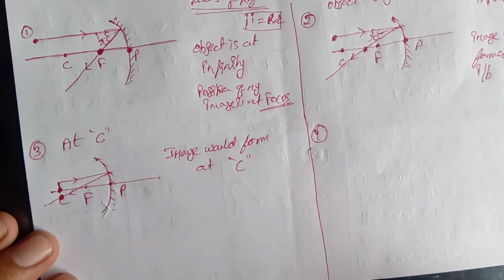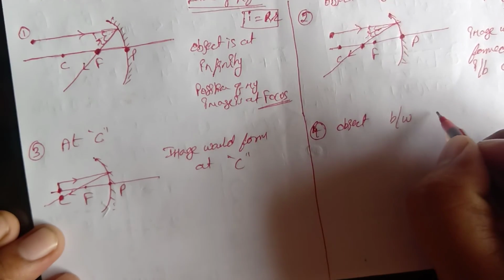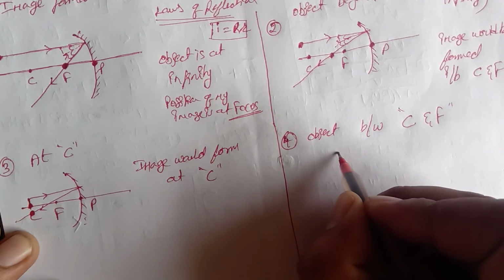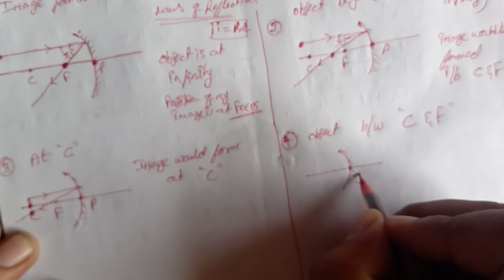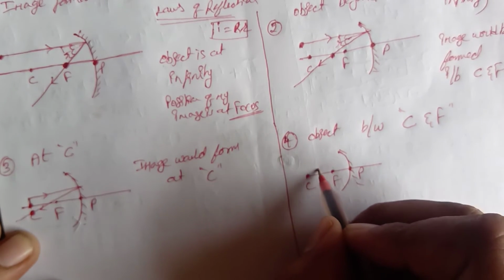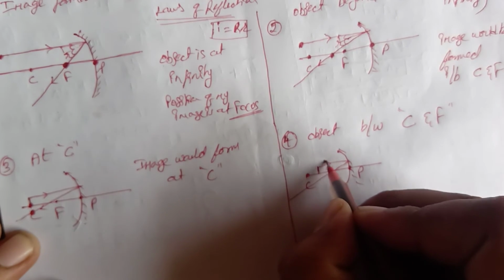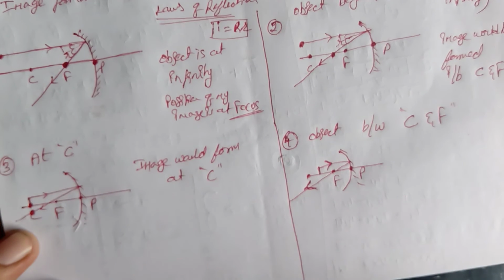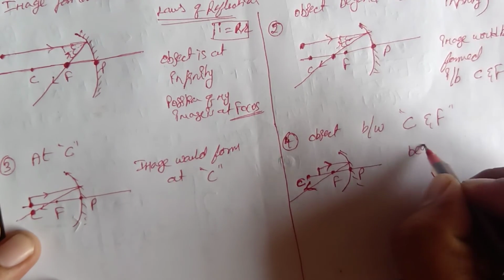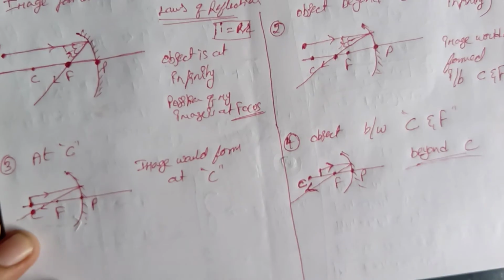Let's go with the fourth case. Now when my object is between C and F. So if this is my concave mirror, principal axis, pole P, focus F, C. If my object is between C and F, then my image would form beyond C. So whenever my object is between C and F, my image would form beyond C. In this one, you will have an enlarged image beyond C. That is my fourth one.